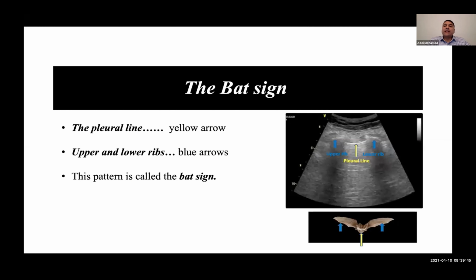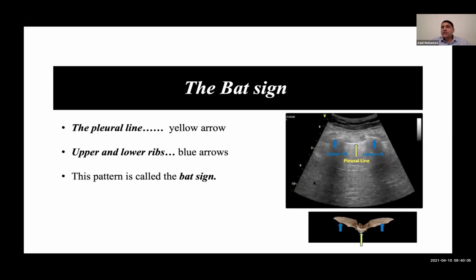The bat sign has no significance as a sign by itself. To say I saw a bat sign, what does it mean? More than anything, it tells you that you are putting your probe in the proper position. Your probe is in a good position, so now you can comment on the findings. Otherwise, you will miss a lot of the findings.